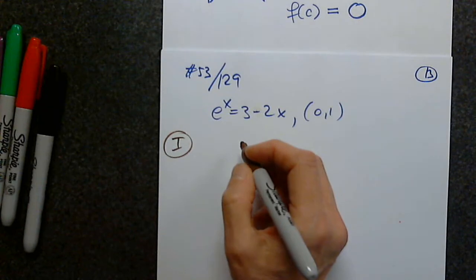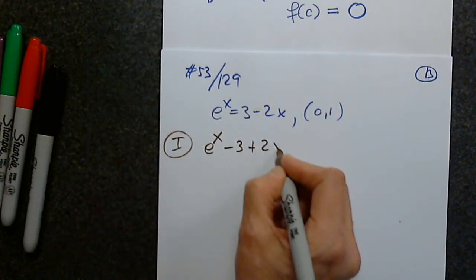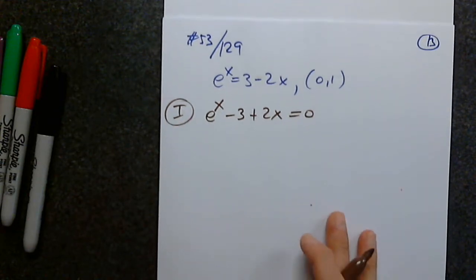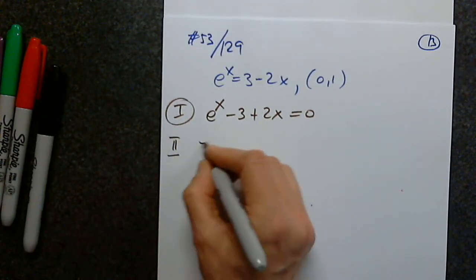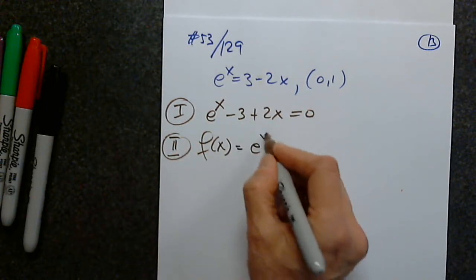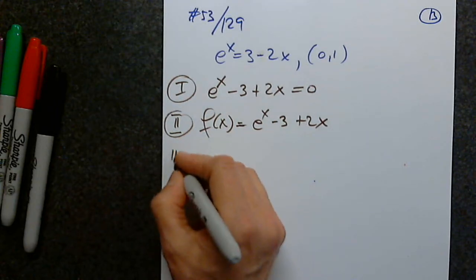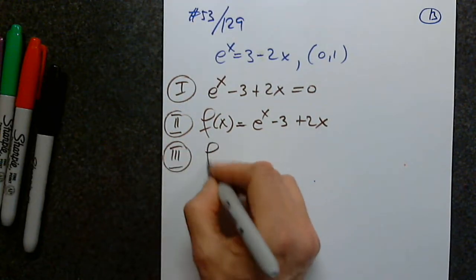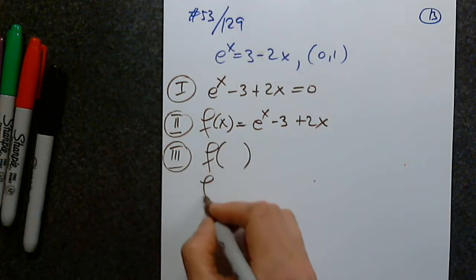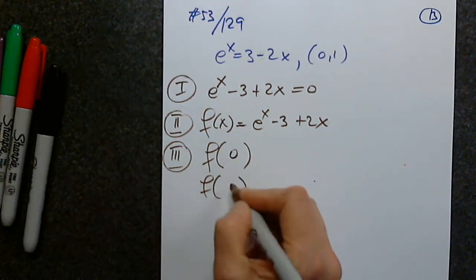here is I have to move everything to one side. e to the x minus 3 plus 2x equals 0. In step 2, I have to create the function that I see. I'm just going to copy what I see. In step 3, I have to find f of and f of. What do you think? 0 and 1. Right.